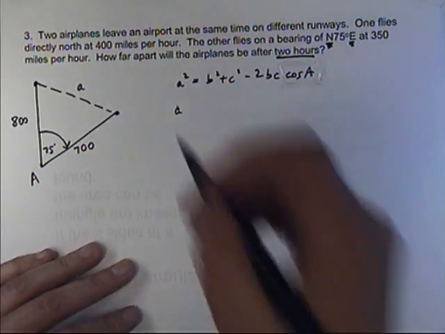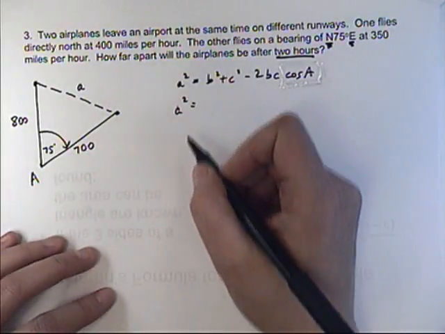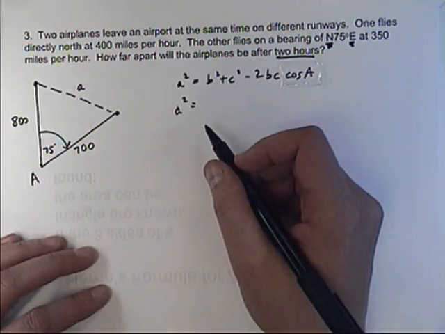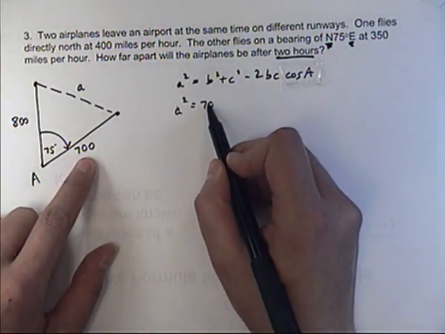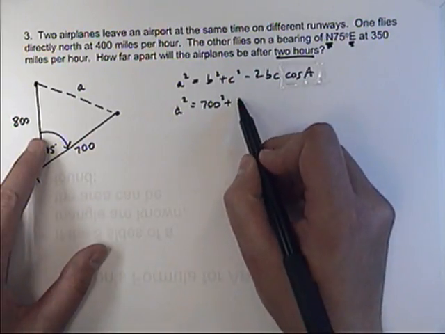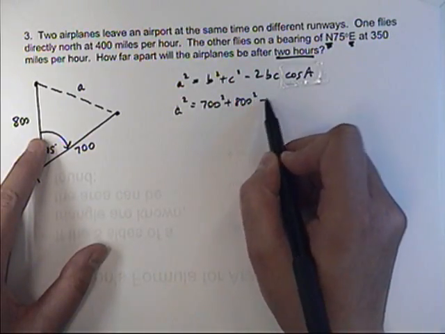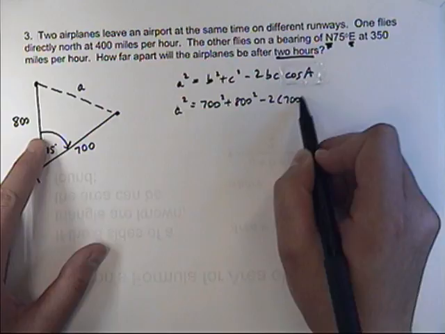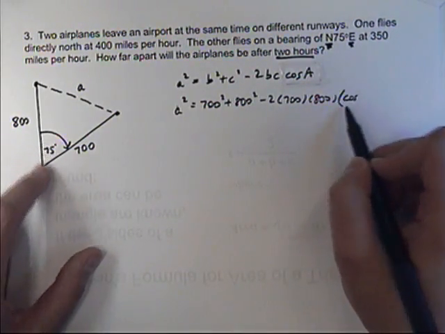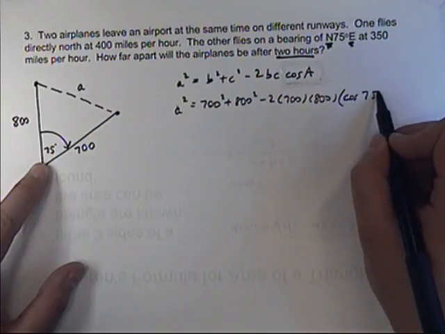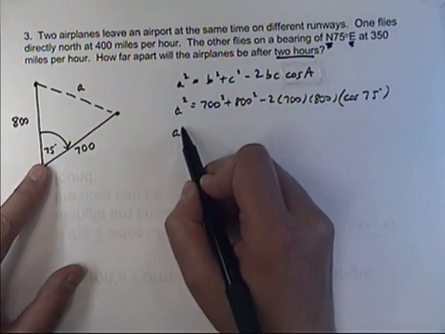Okay, so a squared equals, now b and c, it doesn't really matter which one is which. I'm just going to call b 700, that's this side, and c this one. Okay, and then the last number here is the cosine of 75 degrees, which we can find on our calculator.